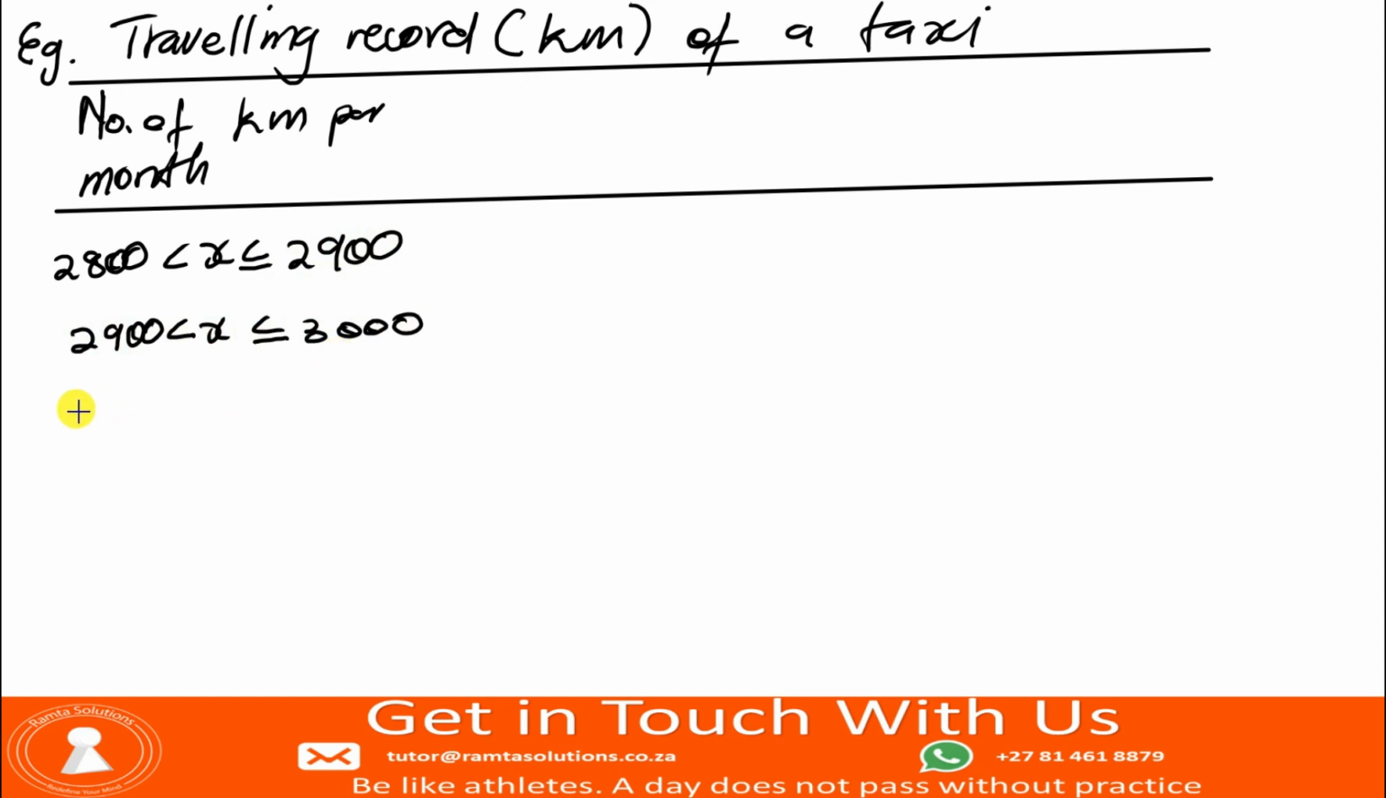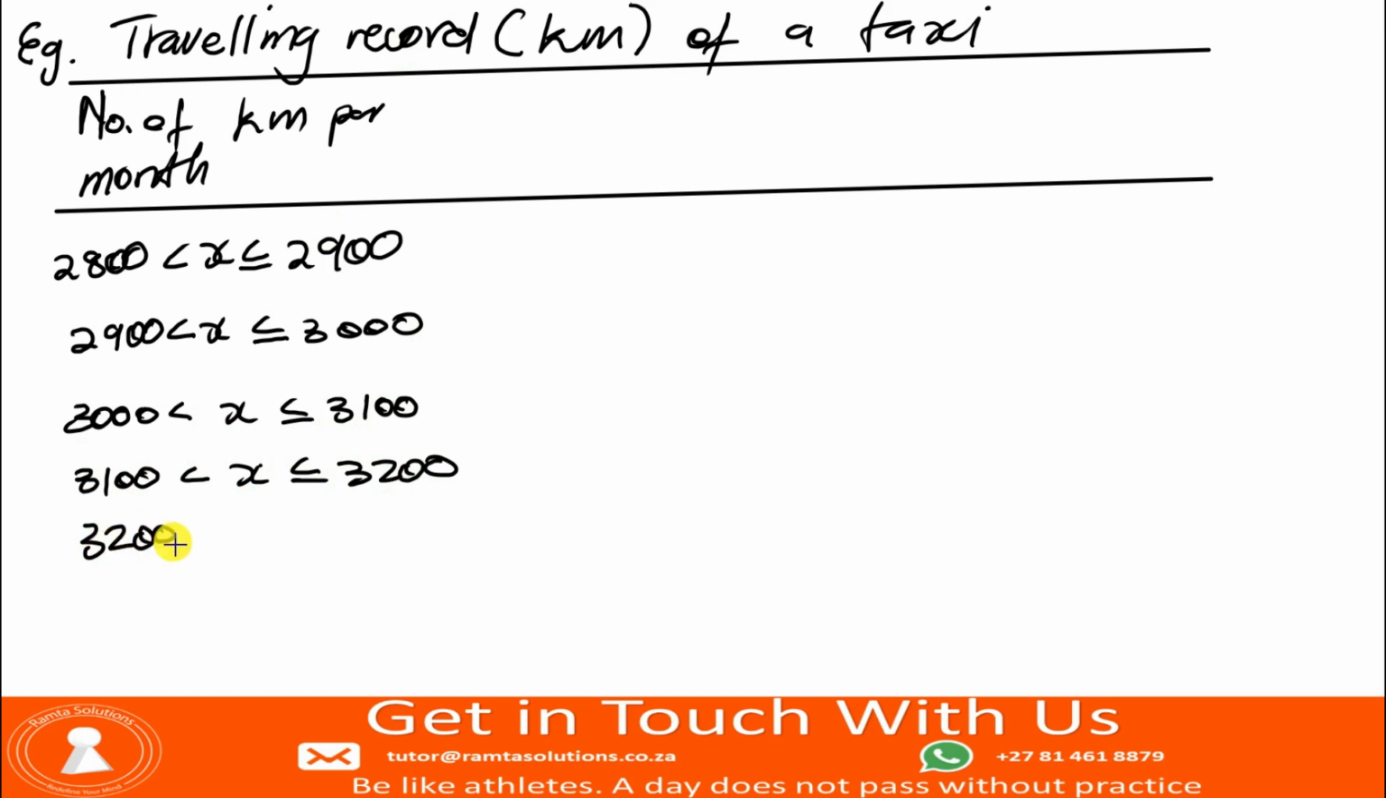And then next, greater than 3,000, but less or equal to 3,100. Then greater than 3,100, but less or equal to 3,200. And lastly, greater than 3,200, but less or equal to 3,300. Then we're also going to look at totals.